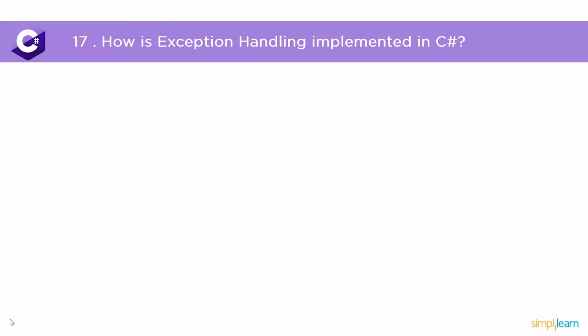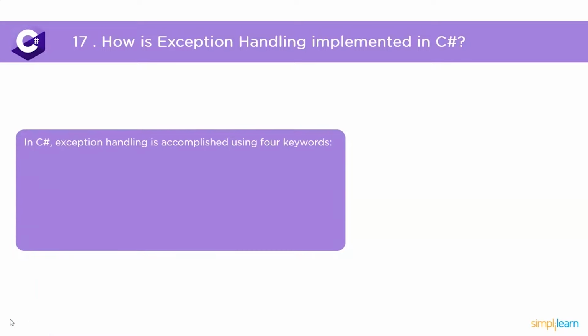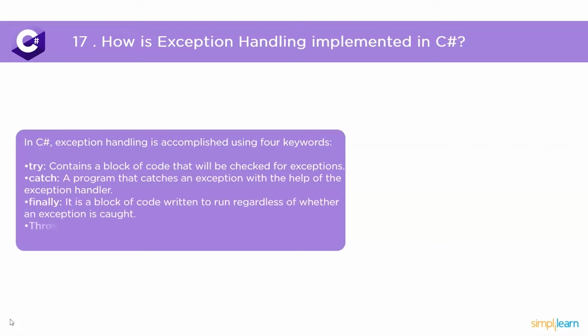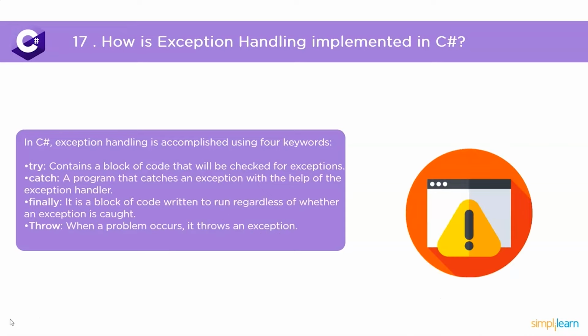The next question: how is exception handling implemented in C#? In C#, exception handling is accomplished using four keywords: try, catch, finally, and throw. Try contains a block of code that will be checked for exceptions. Catch is a program that catches an exception with the help of the exception handler. Finally is a block of code written to run regardless of whether an exception is caught or not. And finally, throw: when a problem occurs, it throws an exception.